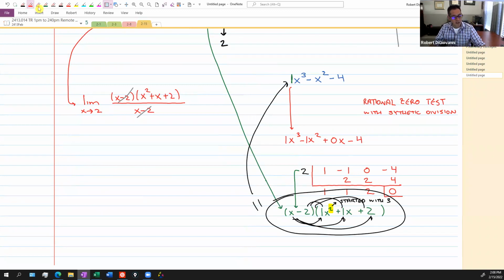Okay, now let's continue. We've canceled the x minus 2. Now let's let x go to 2. We're just going to direct substitute and we're going to get 4, right? We're plugging in 2 here: 2 squared, 4, plus 2 plus 2, we get 8. The slope of the tangent line is 8.